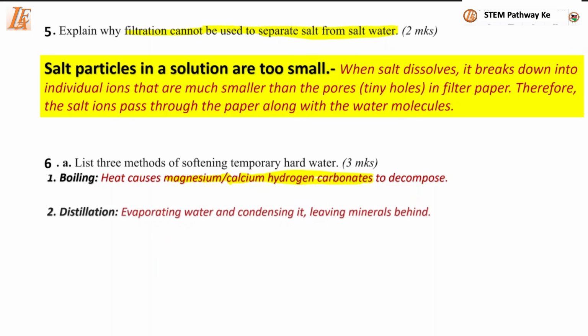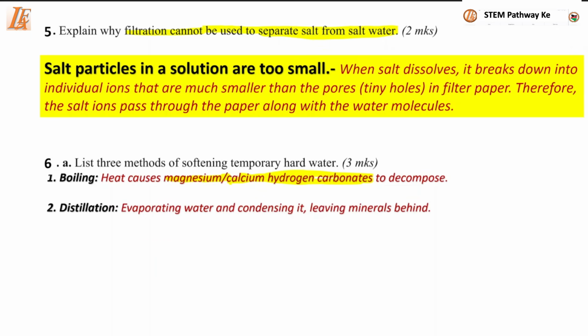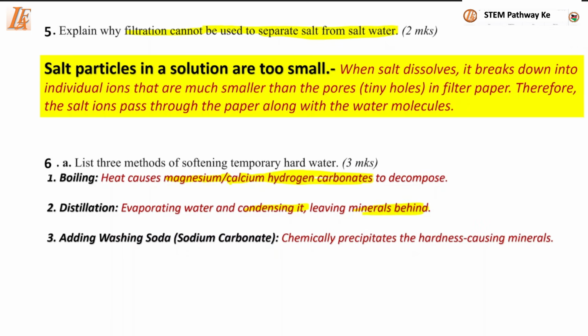Another method is distillation, and in this case we use simple distillation. In simple distillation, we evaporate the water and then condense it using the Liebig condenser, and the minerals, that is magnesium and calcium, remain in the round bottomed flask. Another method which we can use is adding washing soda or sodium carbonate, which chemically precipitates the hardness causing minerals. So it precipitates, or it forms solids. It causes the minerals to form into solids which we can separate easily.